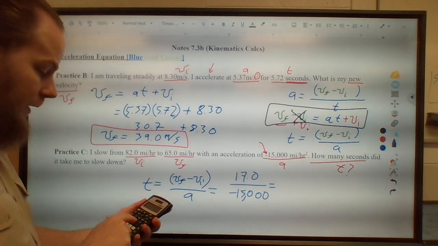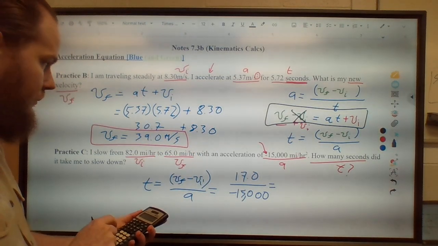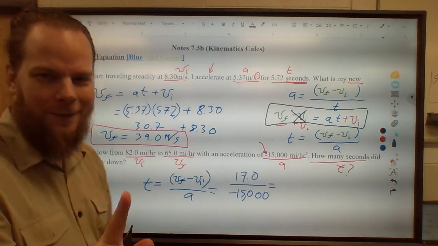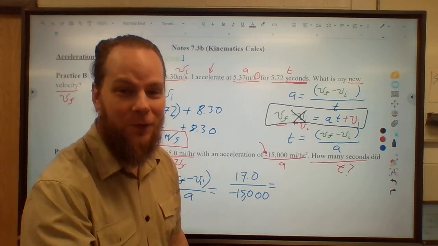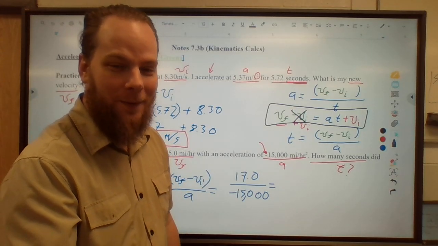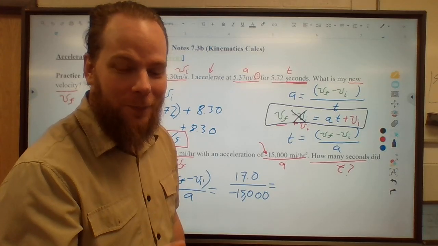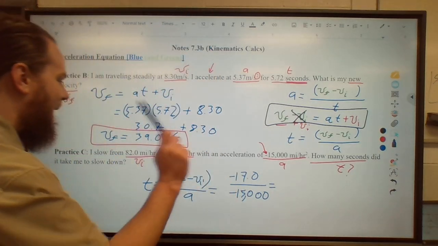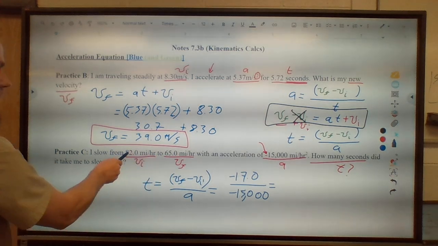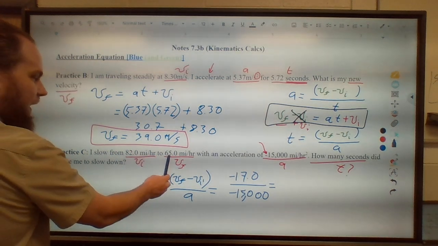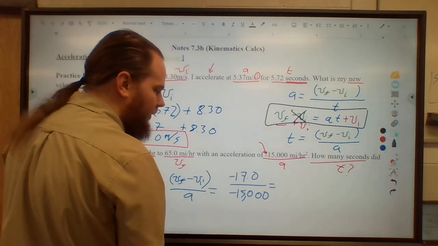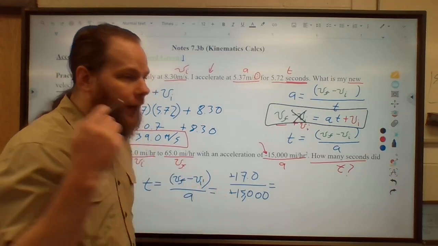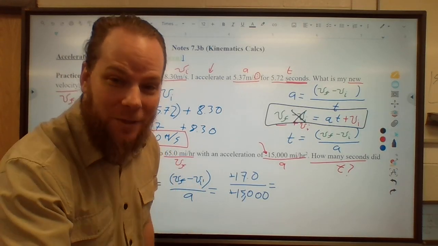Okay, so 17 divided by negative 15. Wait, no, I did that wrong. Did you catch my mistake? This is a mistake you have to keep an eye out for. This is a very easy mistake to make. My answer is not 17, it's negative 17. Because it's Vf, which is small, minus Vi, which is big. So it's actually 65 minus 82, which gives us negative 17, which cancels out our negative sign, so it's going to give us a positive time. Okay, very common mistake. Make sure you don't do that.